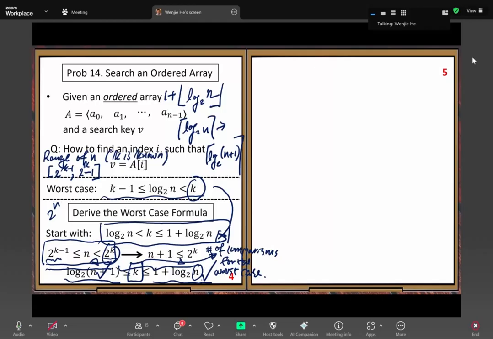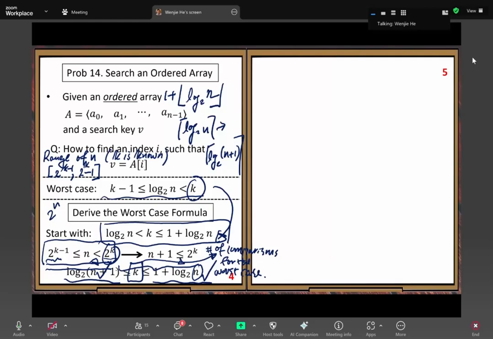So we need to convert these two expressions to integer expressions by taking the floor function or ceiling function. So that is the last step. In that step, the left-hand side is less than or equal to k.